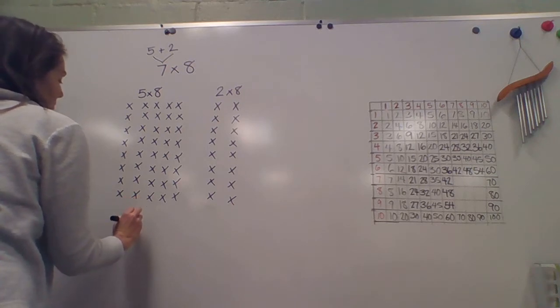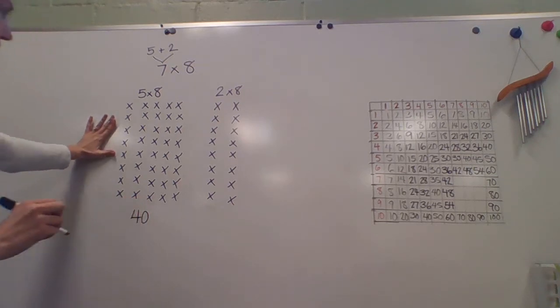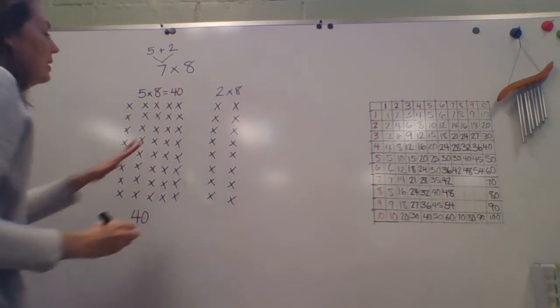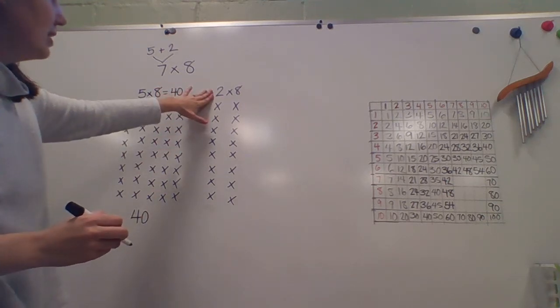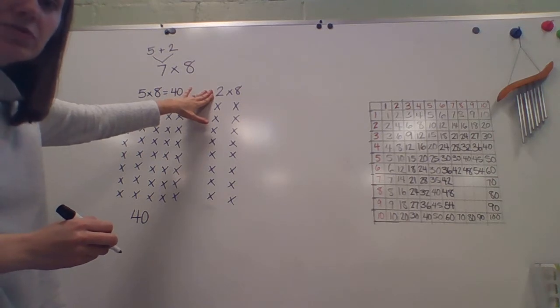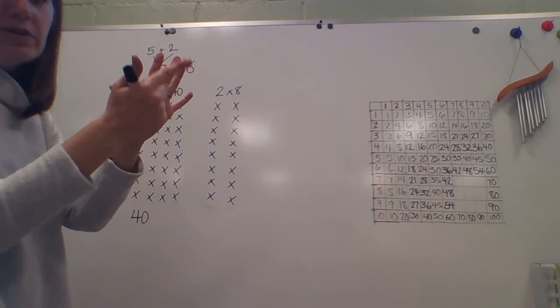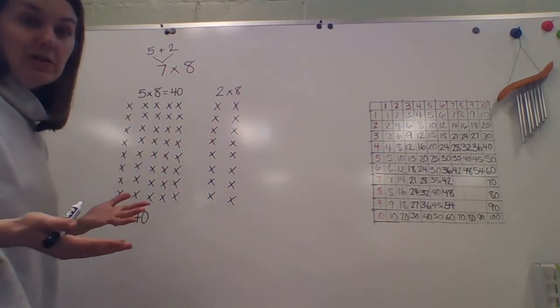So we would have 40 x's in this array. 5 times 8 would equal 40. And then over here we have 2 times 8, so we can count by 2s, right? 2, 4, 6, 8, 10, 12, 14, 16. Or we can also think of it as our double stacks.